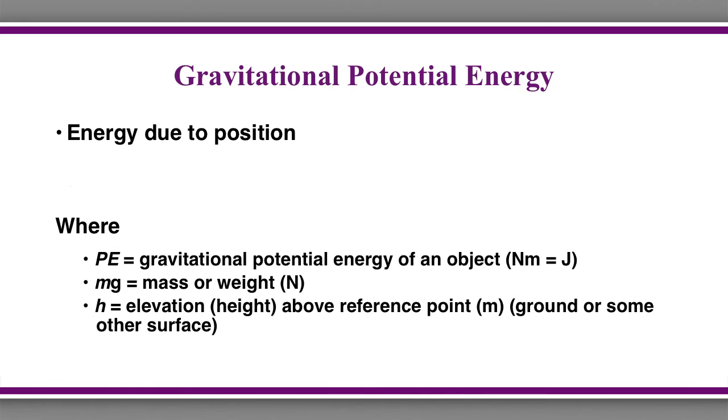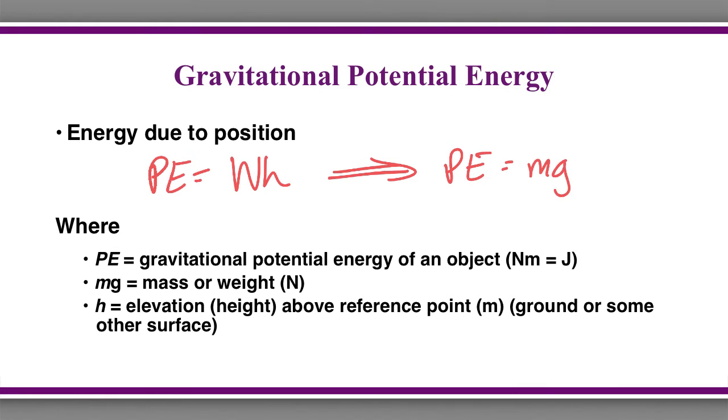So gravitational potential energy is the energy due to position and is mathematically referred to as PE equals weight times height, all right? Or more commonly, PE is equal to mgh, where PE is potential energy, again measured in joules. Mg is mass times the acceleration due to gravity, or one's weight, okay, measured in newtons, and then h is the height above some reference point.